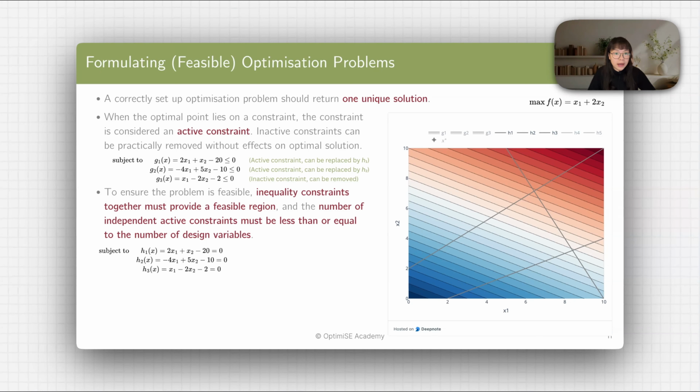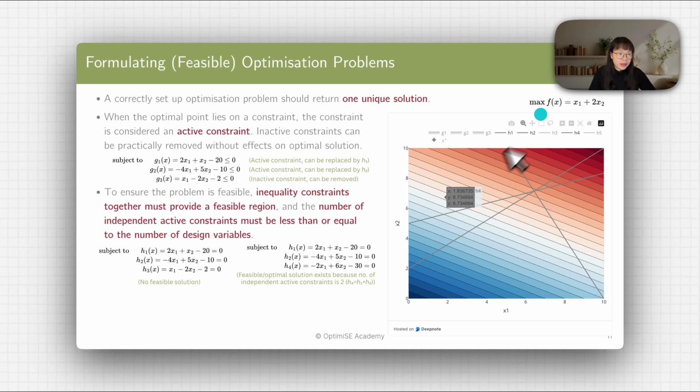Now, let's say if we have h4 instead of h3. So h4 looks something like this, the line in the middle, given by minus 2x1 plus 6x2 minus 30. Now, this constraint is actually not an independent constraint. You can also see graphically or intuitively from here, because it crosses the two lines, you can still find an optimal point that automatically satisfies these three lines.